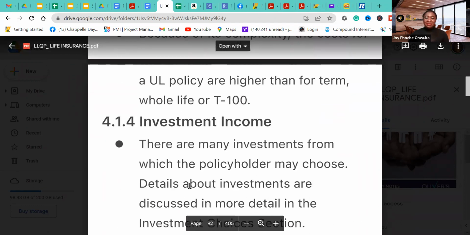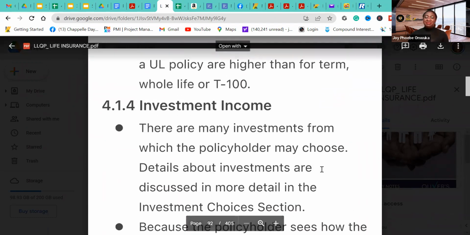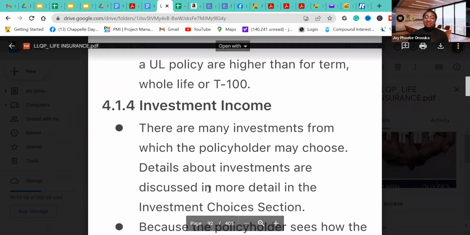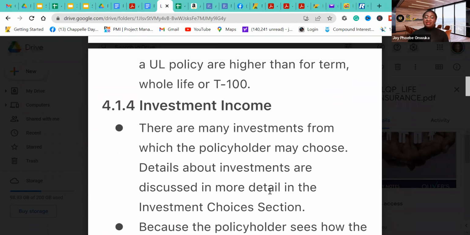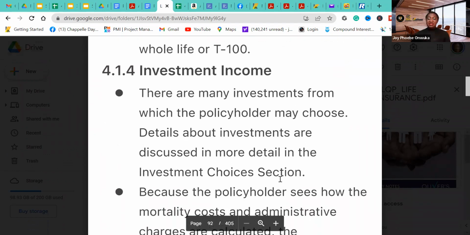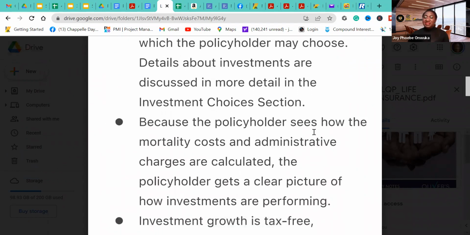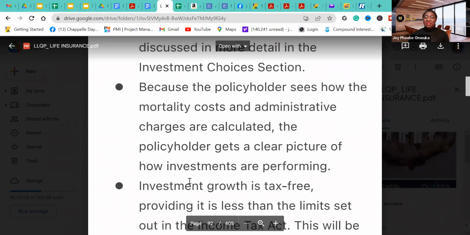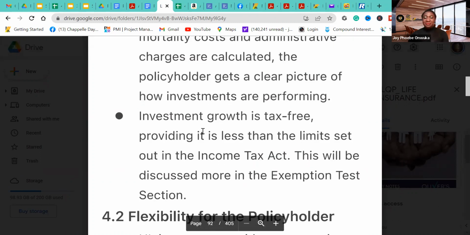Investment income. There are many investments from which the policyholder may choose. Details about investments are discussed in more detail in the investment choices section. Because the policyholder sees how the mortality cost and administrative charges are calculated, the policyholder gets a clear picture of how investments are performing. Investment growth is tax-free, providing it is less than the limit set out in the Income Tax Act. This will be discussed more in the exempt test section.